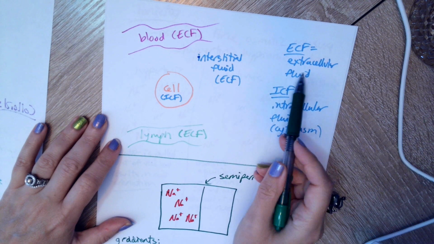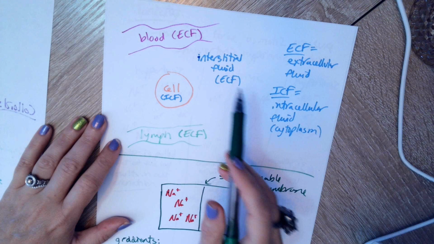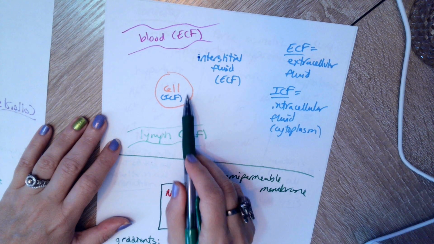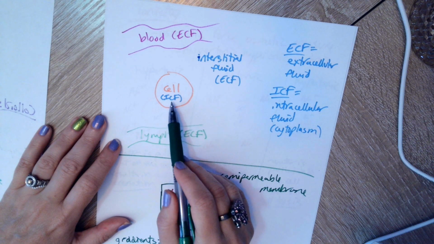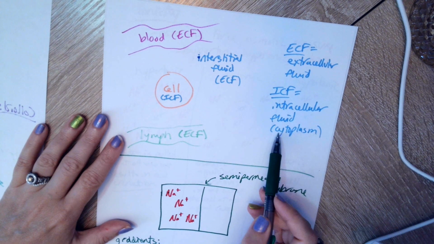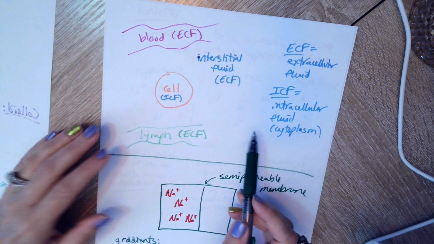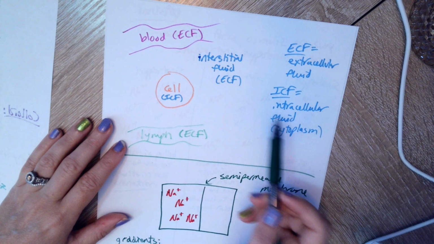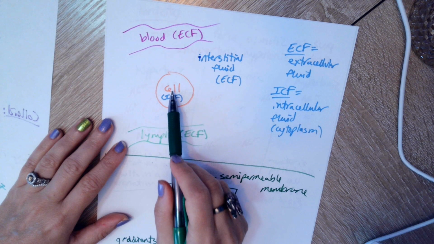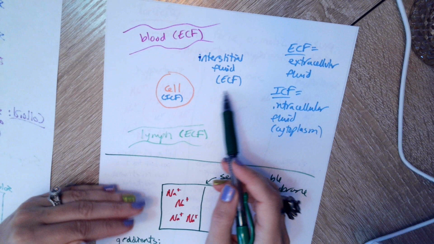And the ECF stands for extracellular fluid, which just means any fluid that's outside of the cell. That's in opposition to the intracellular fluid, which is the fluid that's found inside the cell, or the ICF. And that would be the same thing as a cytoplasm. So cytoplasm is intracellular fluid. So I'm just going to use the abbreviations ICF for intracellular fluid, meaning inside the cell, and ECF for extracellular fluid, meaning outside the cell.